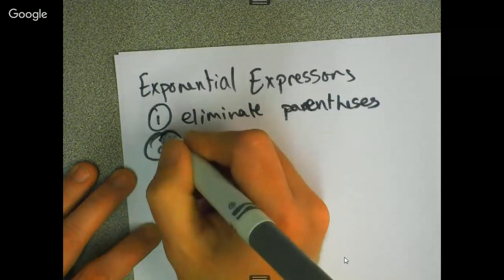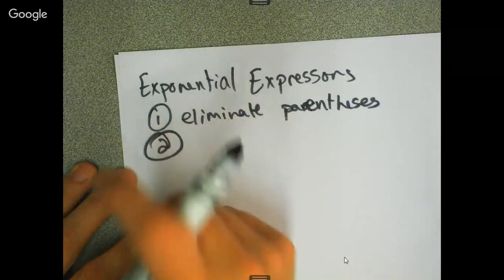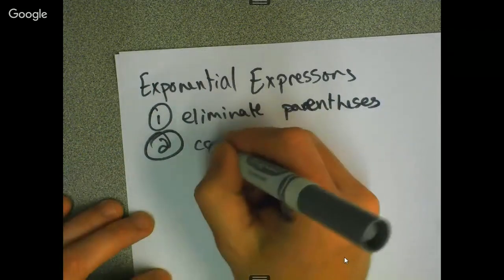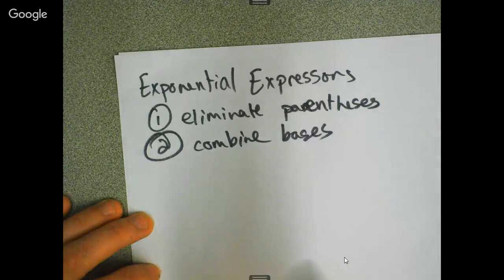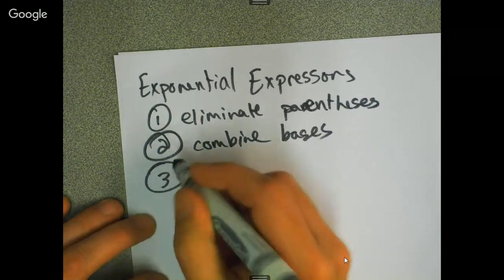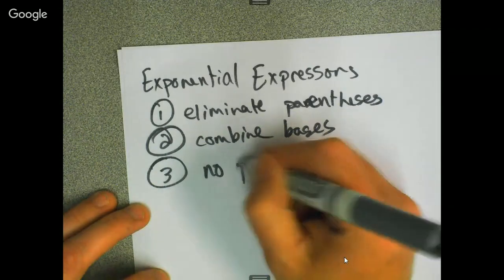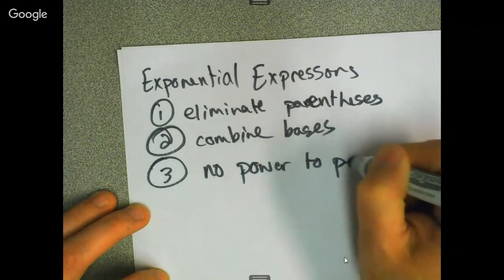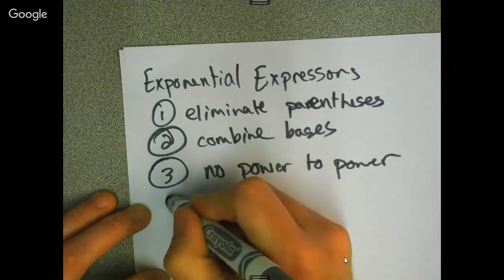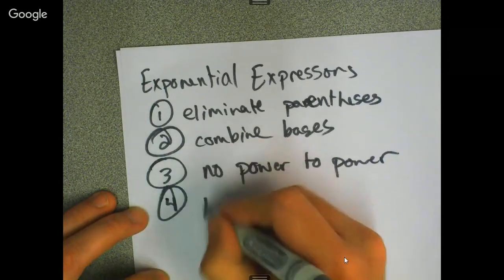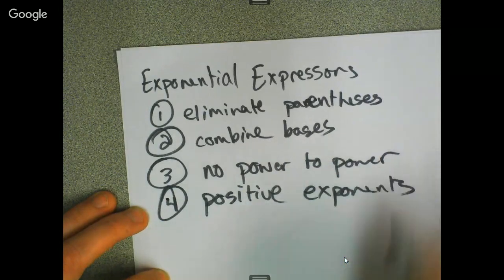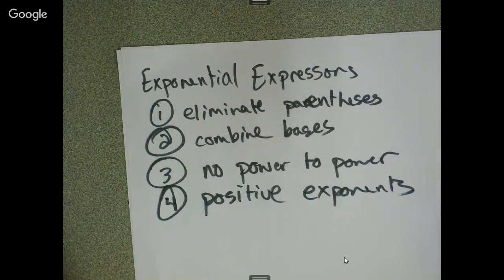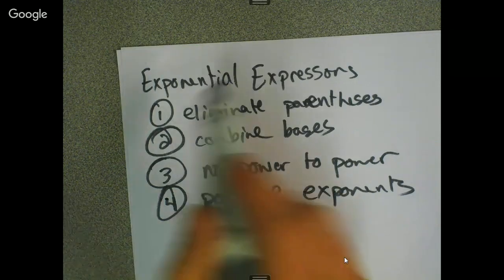Step 2, make sure you combine your bases. I can only have one base, x. Step 3, no power to a power. And step 4, positive exponents. Those are how you know when you are done simplifying a fraction or an exponential expression.